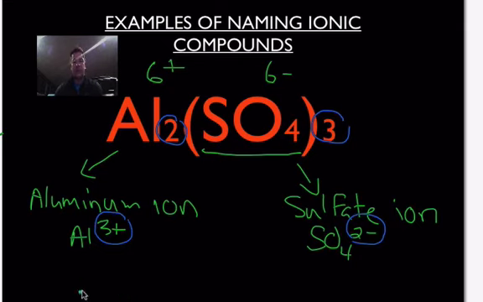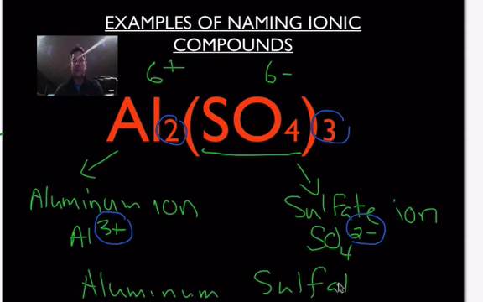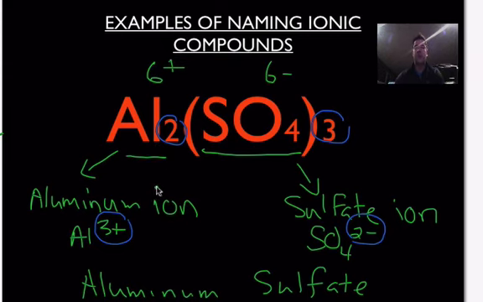So its name is going to be aluminum sulfate. Now you're probably wondering, why doesn't it say sulfide? Well, because with the polyatomic ions we use the ending, whatever ending they have. So in this case we're going to use sulfate. Because of aluminum's nature, being one of the metals that forms only one cation, we don't have to put any parentheses in here.